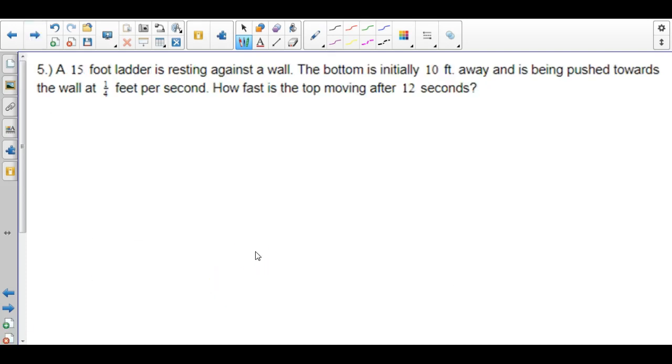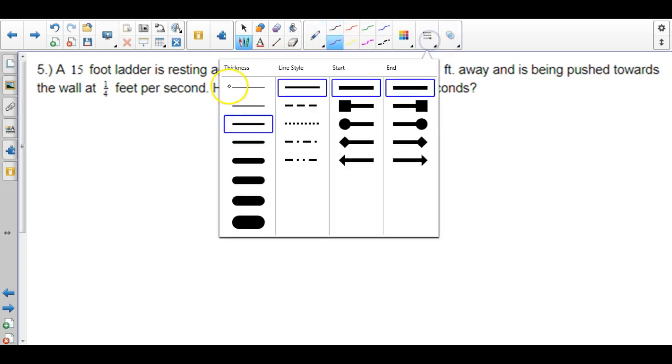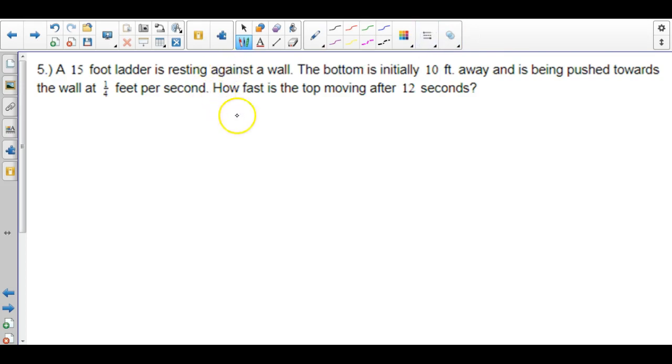Alright, now we're going to get into a problem where we have to draw a diagram, and we might need some other formulas. So this one's going to be kind of complex, but we're going to get through it, especially with the use of a diagram. Diagram is going to be huge here.